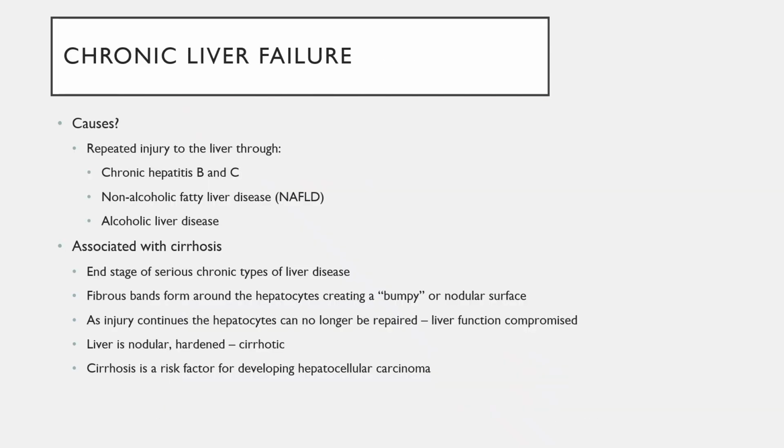Now we're shifting gears from fast and furious to slow and relentless. Chronic liver failure is the result of repeated injury over time. The liver gets hurt, tries to repair, gets hurt again, repairs again, and eventually runs out of good options. Common causes you'll hear again and again are chronic hepatitis B or C, alcoholic liver disease, and non-alcoholic fatty liver disease. Different insults, same outcome: ongoing inflammation and hepatocyte damage.